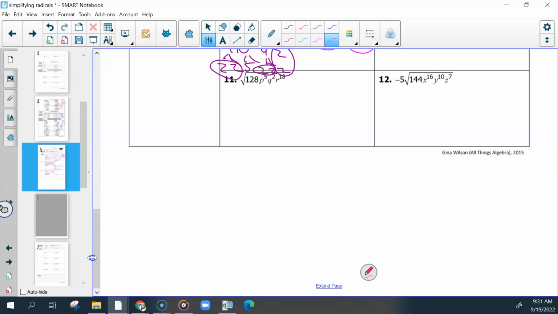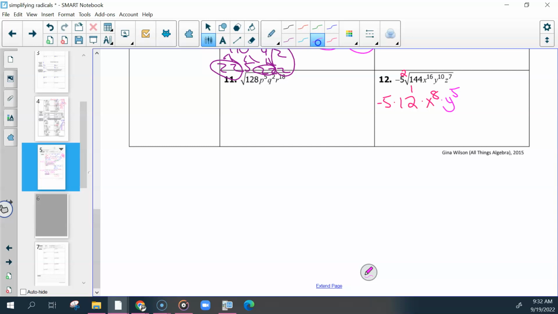Is 144 a perfect square? Yes. The square root of 144 is what? 12. I'm bringing down that -5, so remember to multiply it. 2 goes into 16 how many times? 8. So I'm going to go ahead and write that down. That would be x to the 8th. There would be nothing left. 2 goes into 10 how many times? 5. So that, again, would not have anything left over, so I'm just going to write y to the 5th.